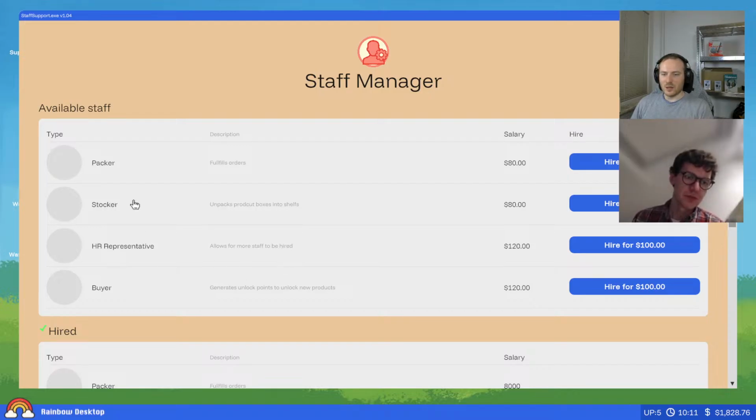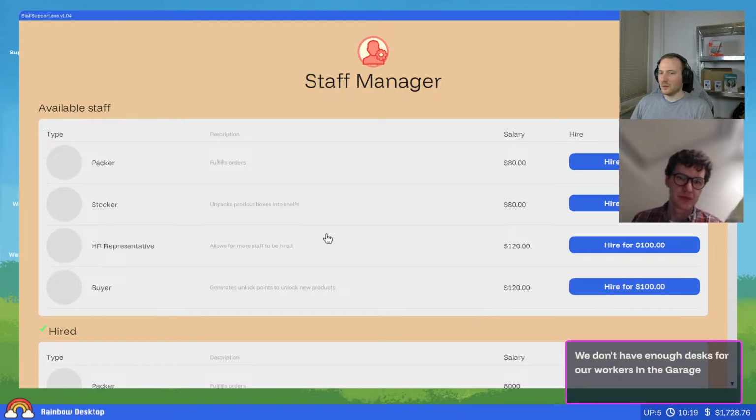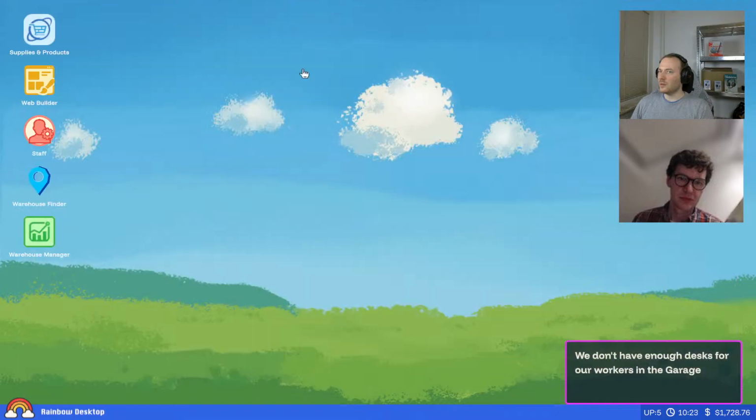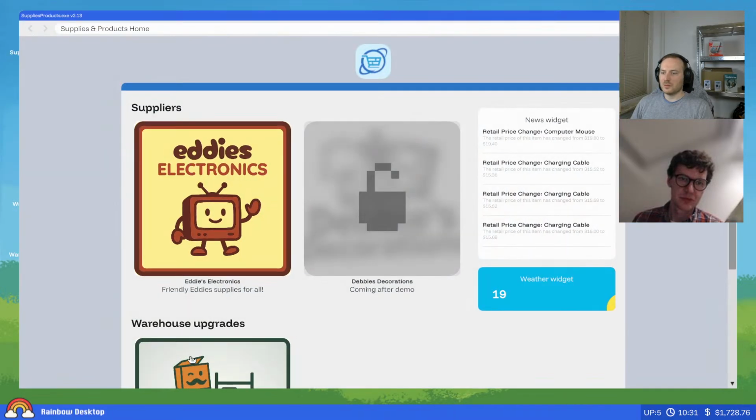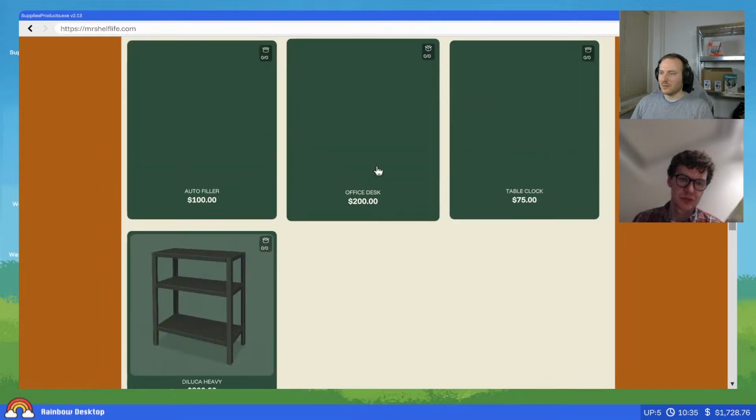What did I want to buy? Buyers! I want buyers. Did it work? Now it worked. I wanted the buyer to get more unlock points. And for the buyer, I of course need a desk.